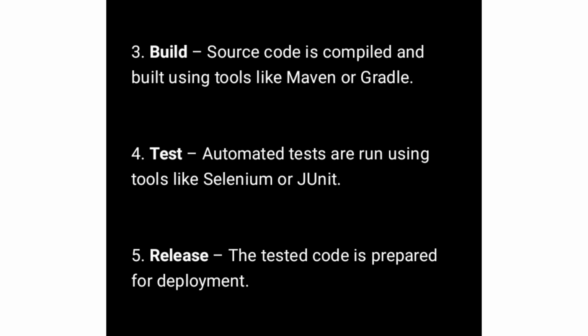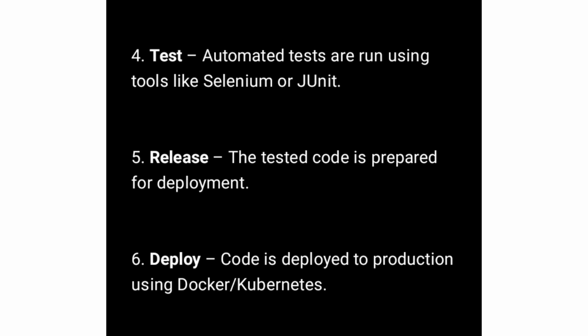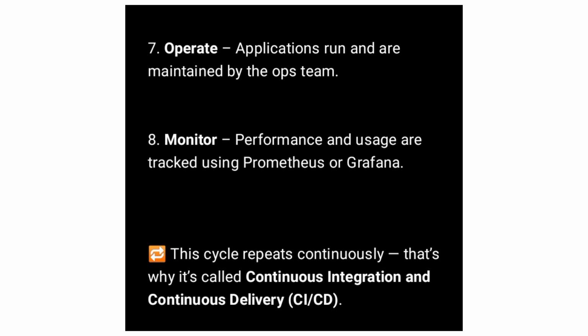5. Release. The tested code is prepared for deployment. 6. Deploy. Code is deployed to production using Docker, Kubernetes. 7. Operate. Applications run and are maintained by the ops team. 8. Monitor. Performance and usage are tracked using Prometheus or Grafana. This cycle repeats continuously. That's why it's called continuous integration and continuous delivery, CI/CD.